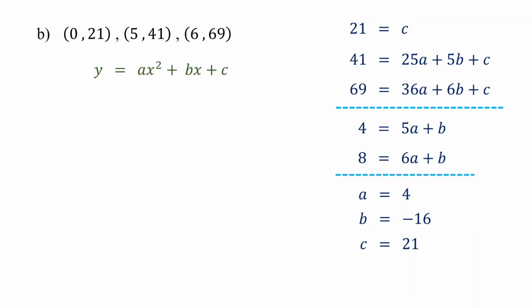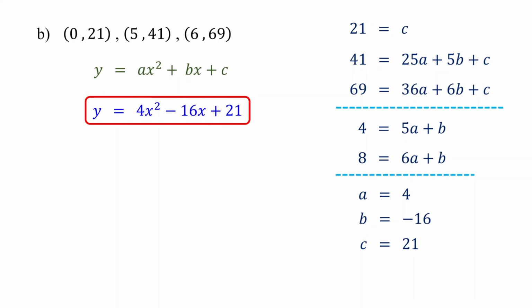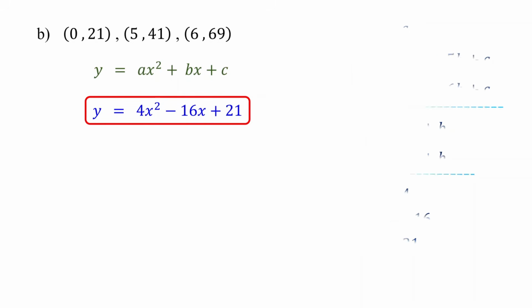The final step is to write the equation in standard form by substituting the values of a, b, and c. This is the equation of the quadratic function in standard form. Now, you can convert this to vertex form just as we did in the previous example. The a in the vertex form is the same as the a in standard form, which is 4.